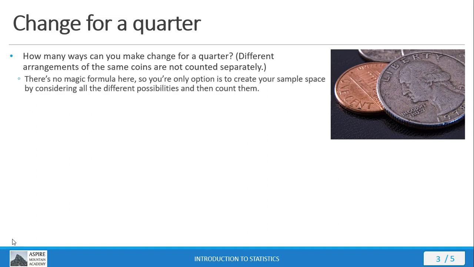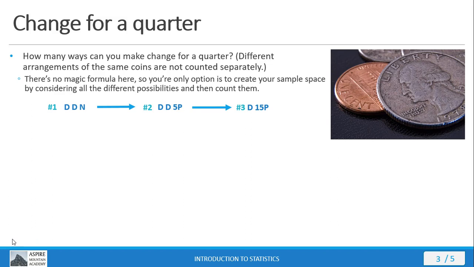Well, there's no magic formula here, so the only way to create our sample space is to just consider each possible outcome individually and then count them up. So to start out with, let's just say we've got 2 dimes and a nickel. And then we're going to replace that nickel with 5 pennies. So now we've got a second outcome. And then let's say we're going to replace that second dime with 10 pennies. So now we've got a third outcome.